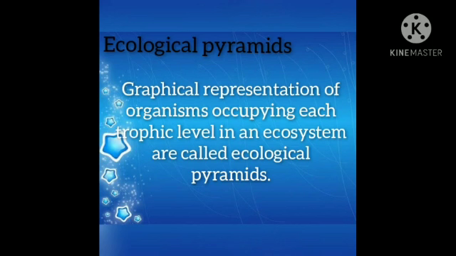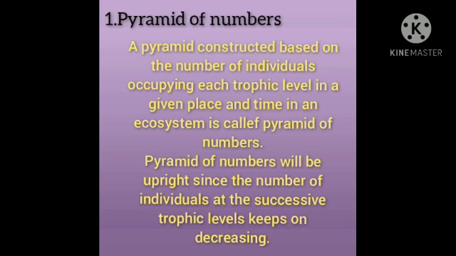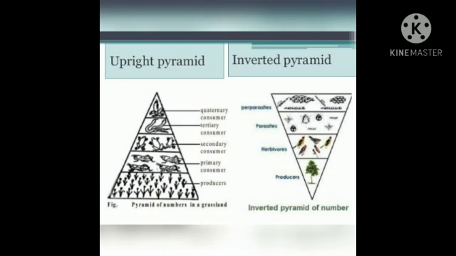The graphical representations of organisms occupying each trophic level in an ecosystem are called ecological pyramids. First one, pyramid of numbers. A pyramid constructed based on the number of individuals occupying each trophic level in a given place and time in an ecosystem is called pyramid of numbers. In most ecosystems, for most of the food chains, the pyramid of numbers will be upright, since the number of individuals at the successive trophic levels keeps on decreasing. Here are examples of the pyramid of numbers: upright pyramid and inverted pyramid.